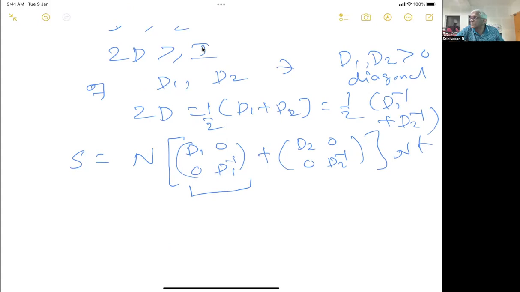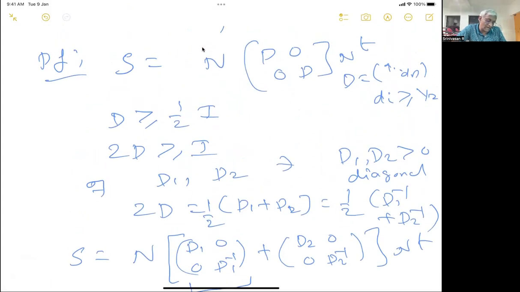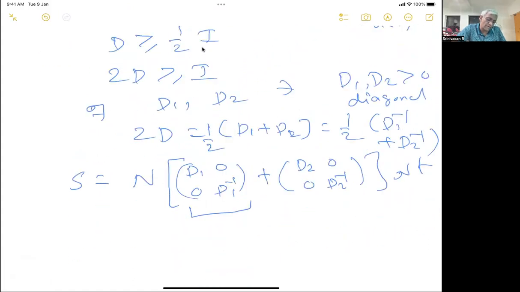But that would be D greater than or equal to 1/√2? Yes, D is greater than half. So 2D is like this, and D is equal to 1 by 4. I mean, 2D is greater than 1, so 2D can be written like this. So I got a 1 by 4 there.